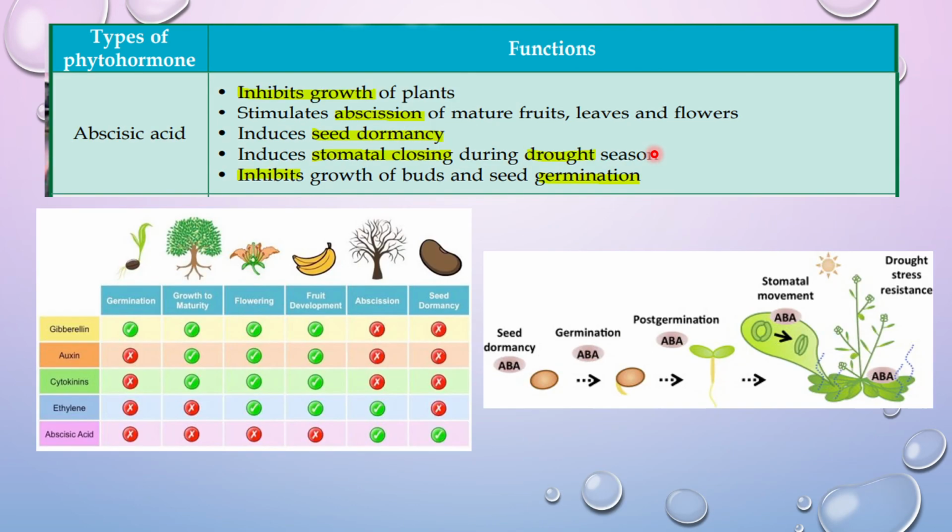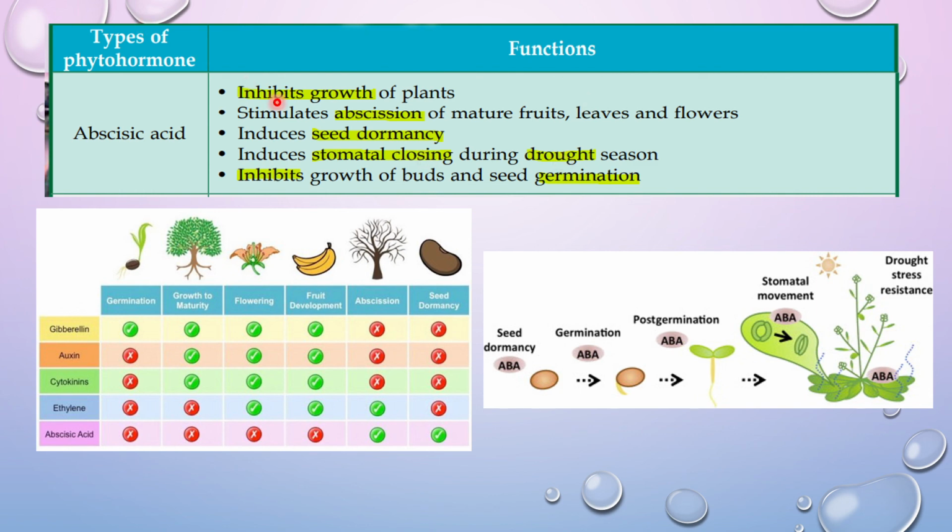Okay, next one is abscisic acid. Okay, abscisic acid ini is very special because like you see, it induces seed dormancy dekat sini in this table that you can see. Abscisic acid, seed dormancy. Okay, dalam keadaan yang tidak sesuai, dia akan merangsang seed dormancy. Okay, so it will induce stomatal closing during drought. Keadaan kemarau, it inhibits the growth of buds and also seed germination. But it stimulates abscission of mature fruits, leaves, and flowers. Okay, it inhibits growth of the plants.